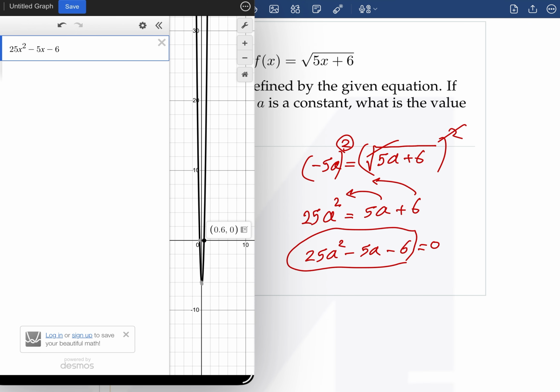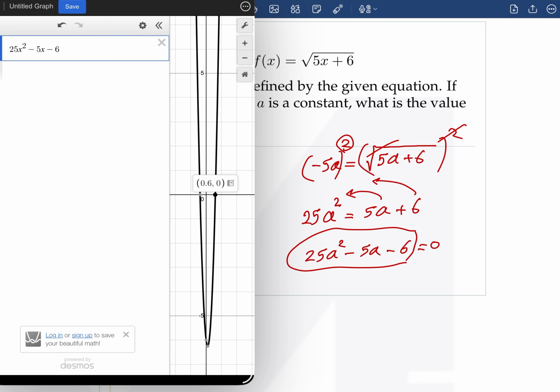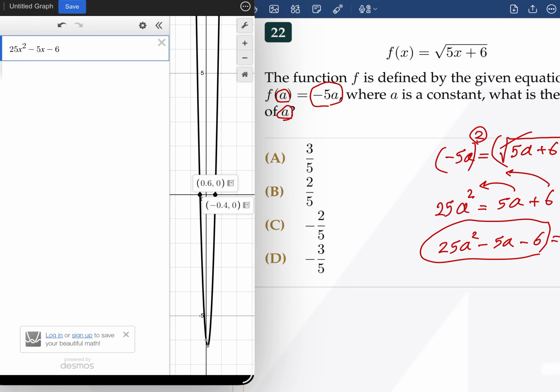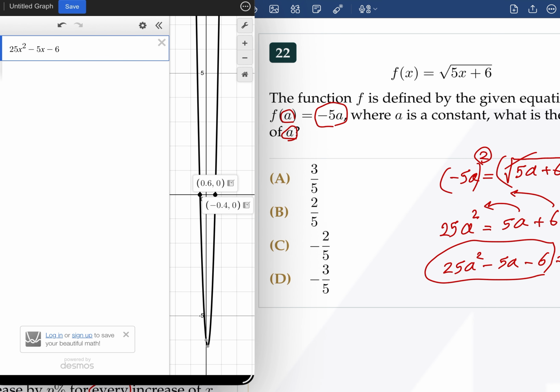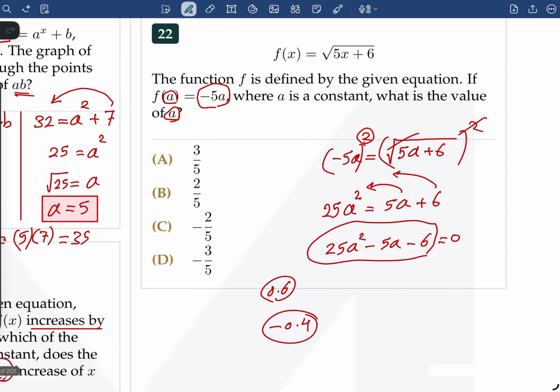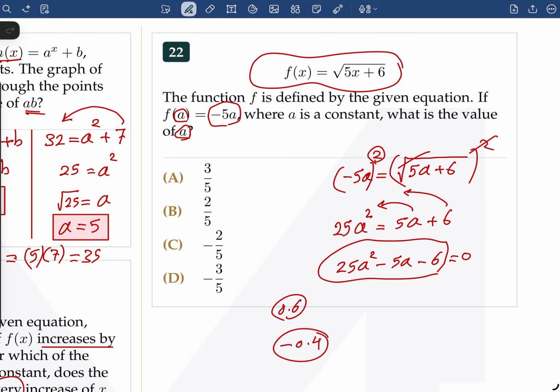This first point is 0.6 and 0, and the second one is negative 0.4 and 0. So we have two answers, and be very careful in the square root number. We have 0.6 and negative 0.4. Let's write them here, 0.6 and negative 0.4. Which one is the correct one? You have to go back here and check your answer. So instead of x, write 0.6.